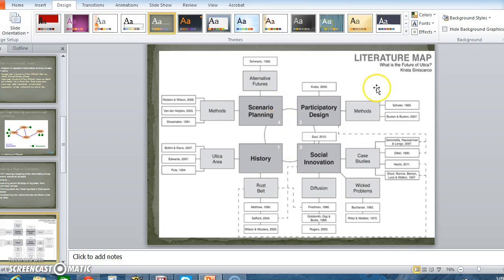And so this is one in which I could see where you'd say, here's my larger research topic, here are the 4 main ideas or concepts that I'm looking at, and then coming off of them, here is what people have talked about in regard to, for instance, the scenario planning of the city, and here are the sources that relate to these subtopics. So this might be one type of concept map that would be interesting for you to consider.